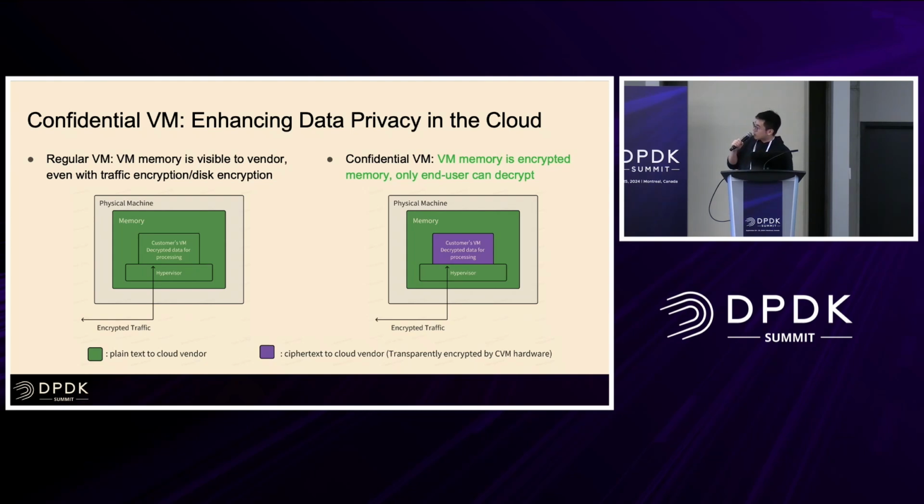So I have highlighted the colors: green is the plain text that will be visible inside or outside of the VM, and purple is the ciphertext, meaning the data won't be seen by the host.